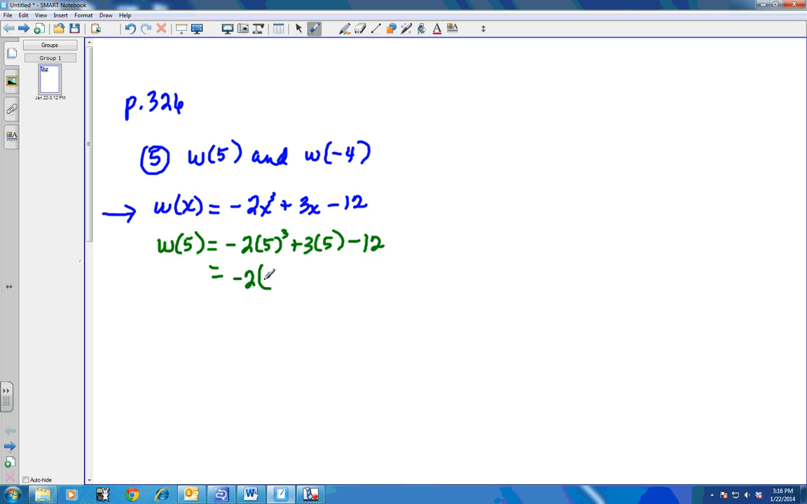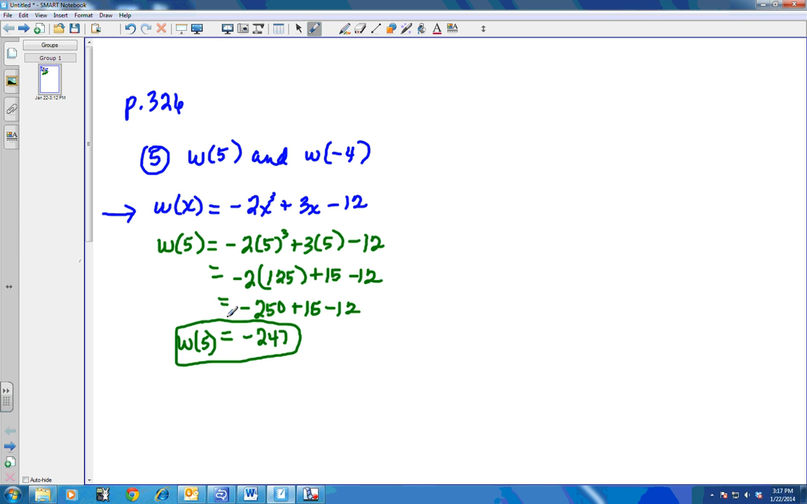-2, we always do exponents first. 5 times 5 times 5. 5 times 5 is 25. 25 times 5 is 125. Plus 15 minus 12. 125 times 2 is 250. And it's going to be -250 plus 15 minus 12. And when I add or subtract these, -250 plus 15 minus 12 is going to be -247. So that's my answer for W of 5.